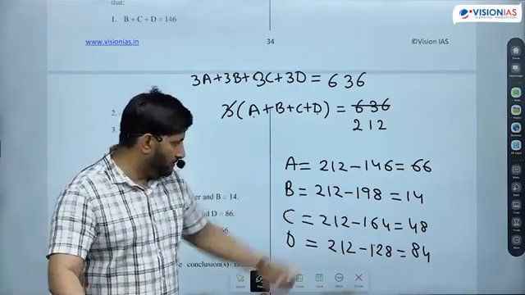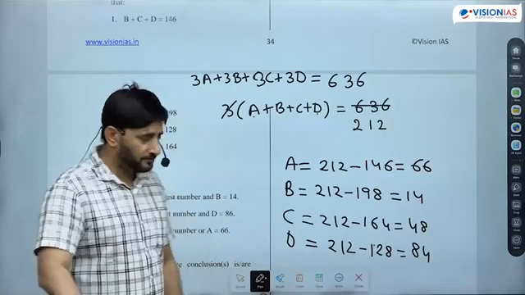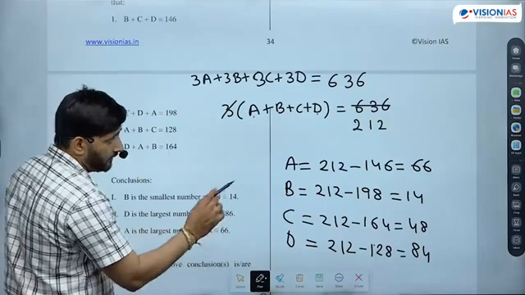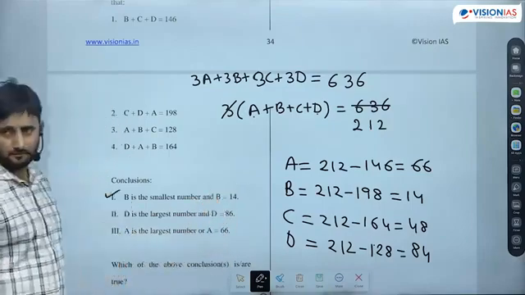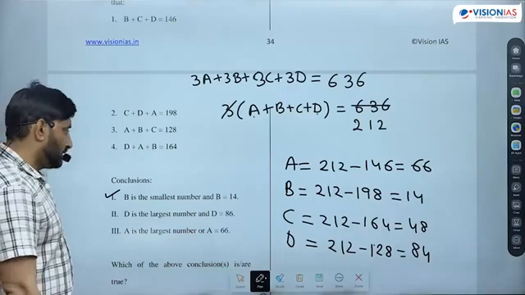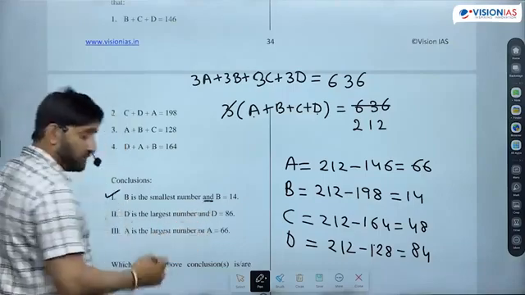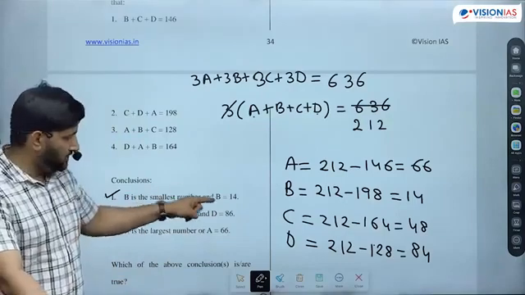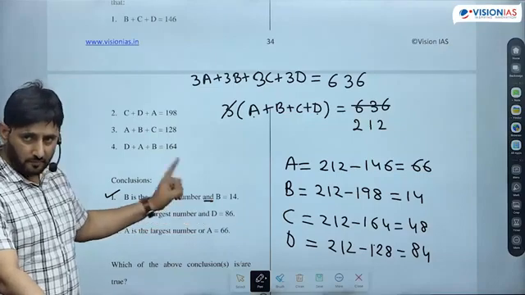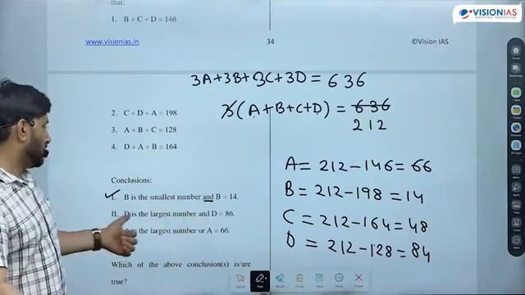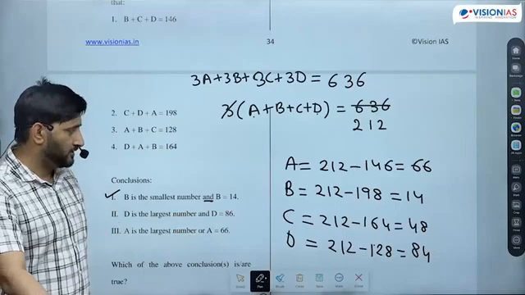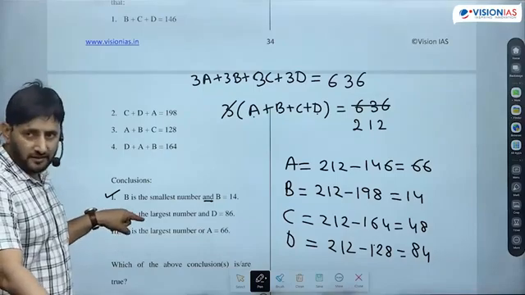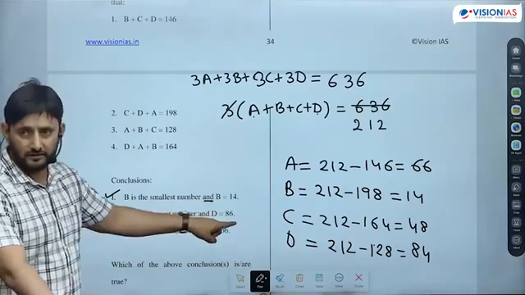So B is the minimum. D is the maximum. First, B is the smallest number and B is equal to 14. Yes, this is correct. Look, wherever there is 'and', and means both the things have to be true. B has to be the smallest and B is 14. Yes? B is smallest and B is equal to 14. Next, D is the largest number and D is equal to 86. That is wrong. D is largest, that is true, but D is not equal to 86. This is wrong.